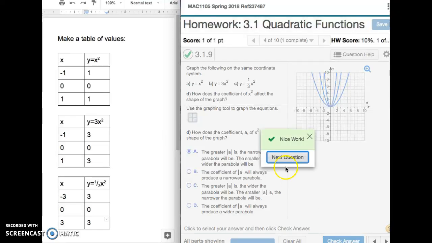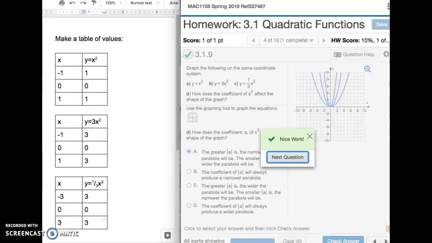Let's check my answer. Nice work. All right, so practice this on your own and continue working through the problems, and let me know if you have any questions.